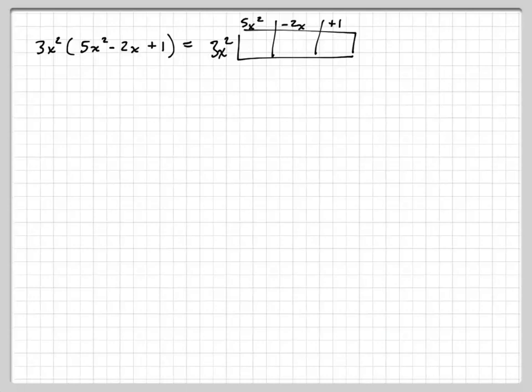Okay, so to start us out, I just wanted to multiply this monomial to this trinomial. And I'm using a graphic organizer to help me out with it. Do you have to do it that way? No. I like doing it that way, though. I think it helps.